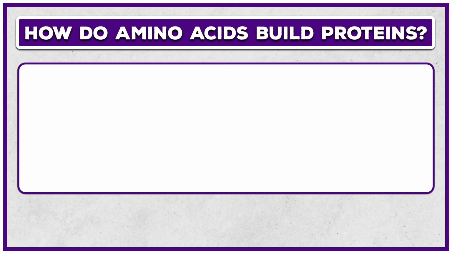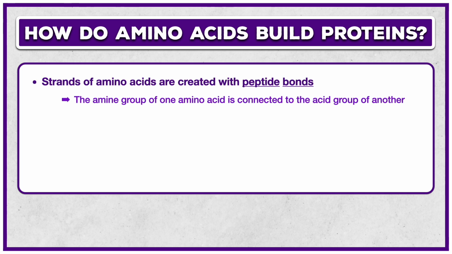At this stage, we've established that the amino acids are connected to create proteins. Now, we'll look a bit closer at this process. Put another way, we're asking ourselves, how do amino acids build proteins? Strands of amino acids are created with peptide bonds. The amine group of one amino acid is connected to the acid group of another, and then more and more amino acids are added until the protein is formed.